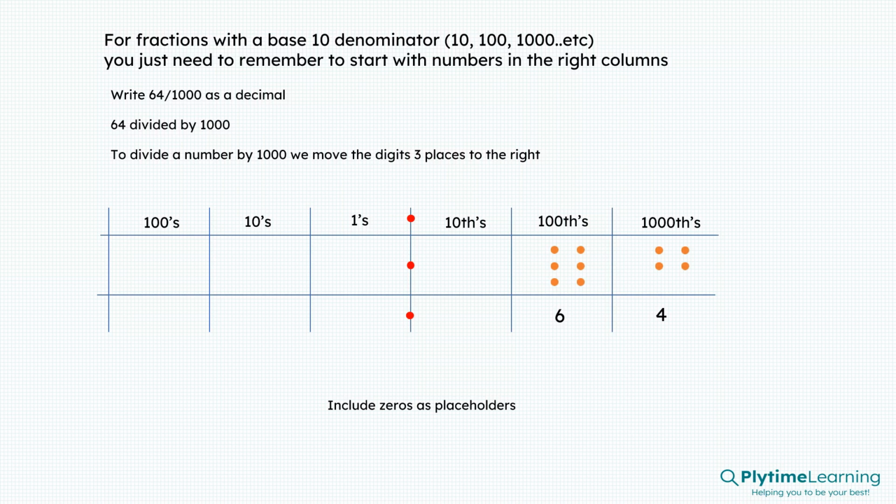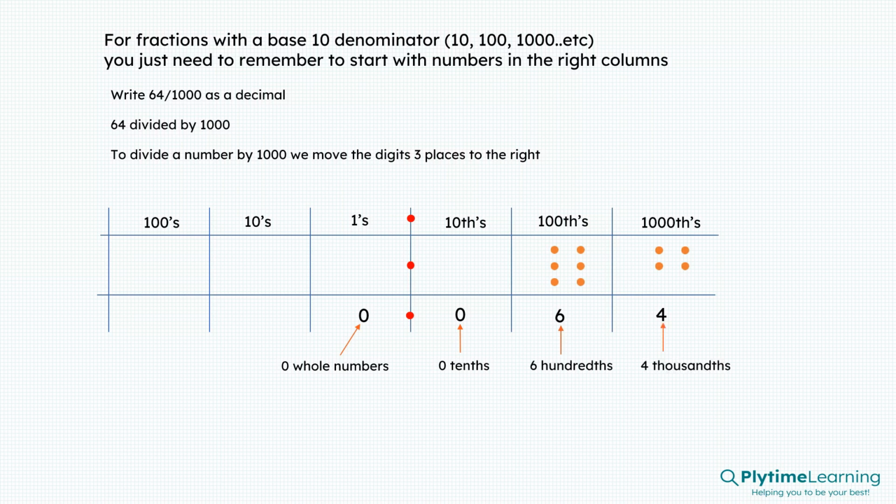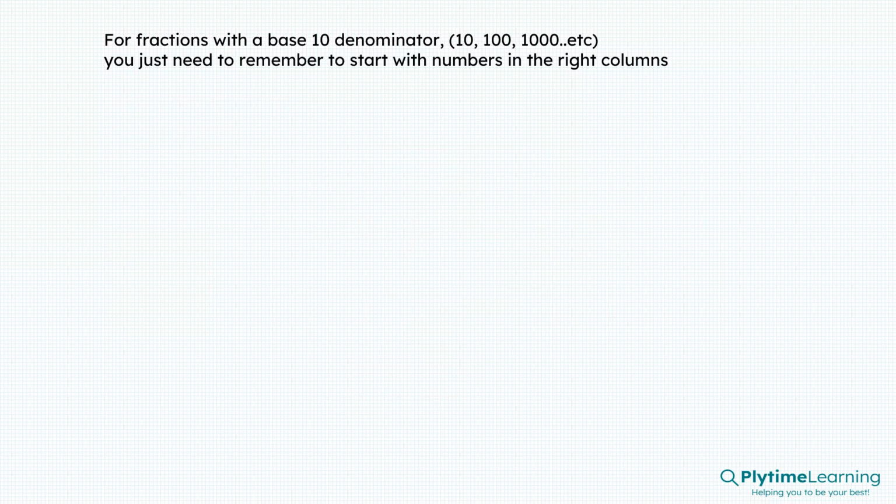We now need to include zeros as the placeholders, because we have 0 in the ones column and 0 in the tenths column. We have 6 in the hundredths column and 4 in the thousandths column. So we can see that 64 divided by 1000 equals 0.064, or 64 thousandths. For fractions with a base 10 denominator, we need to remember to start with numbers in the right columns.